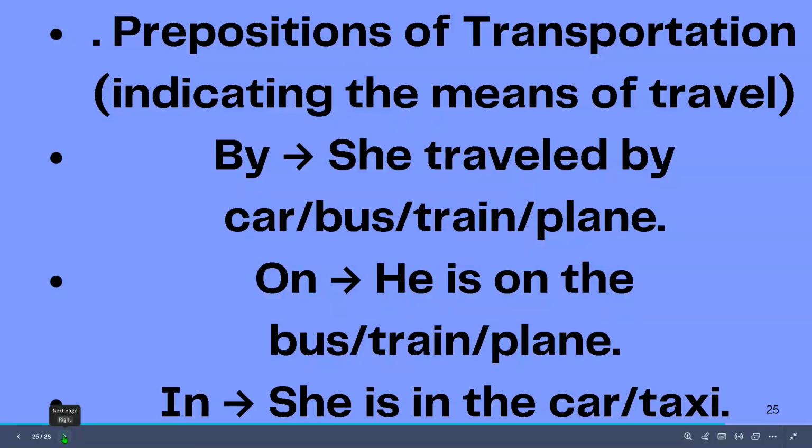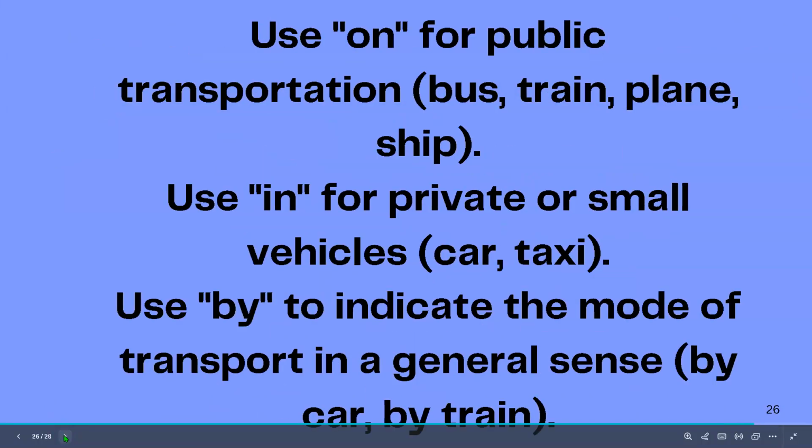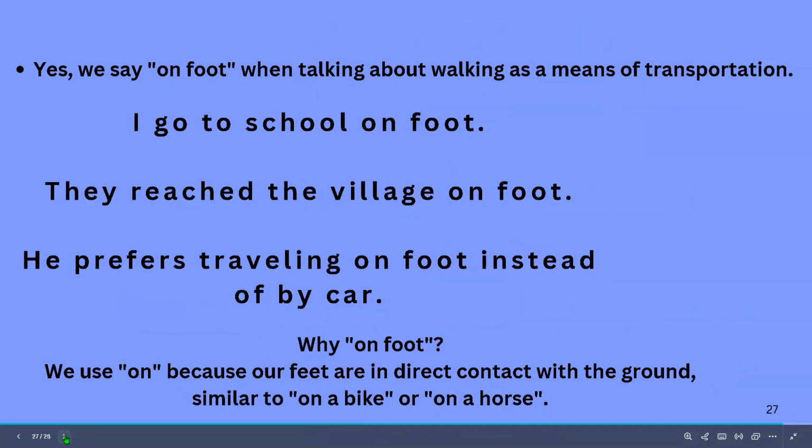Okay. And use on for public transportation, bus, train, plane, ship. We use in for private or small vehicles, car and taxi. In a bus, train, plane, ship, you will find many people moving. So you will use on. Okay. In for private vehicles, small ones, car and taxi. We use by to indicate the mode of transport in a general sense. By car, by train. You will come by train, you will come by car.